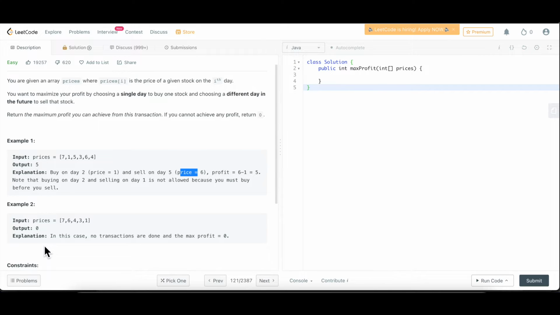We have to buy at a lowest price and we have to sell it off at a higher price. So now let's move to the whiteboard to understand the brute force way of solving this, and then gradually we'll move to optimal way of solving this.